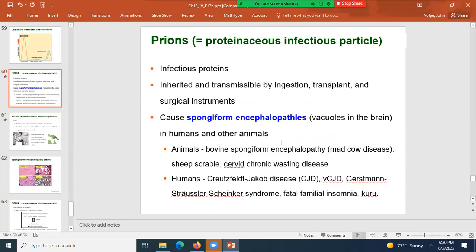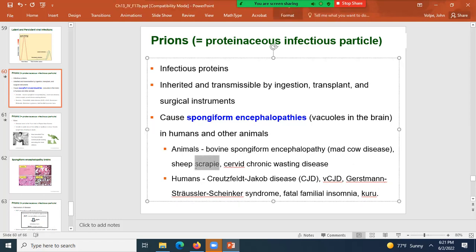This is a disease of humans and animals. In animals, we call it bovine spongiform encephalopathy, more commonly called mad cow disease. There is another disease, which is scrapie, a disease that European farmers have been fighting for centuries, meaning living with for centuries. It is a disease of sheep, and another case, cervid chronic wasting disease. We'll talk briefly about mad cow disease next time.